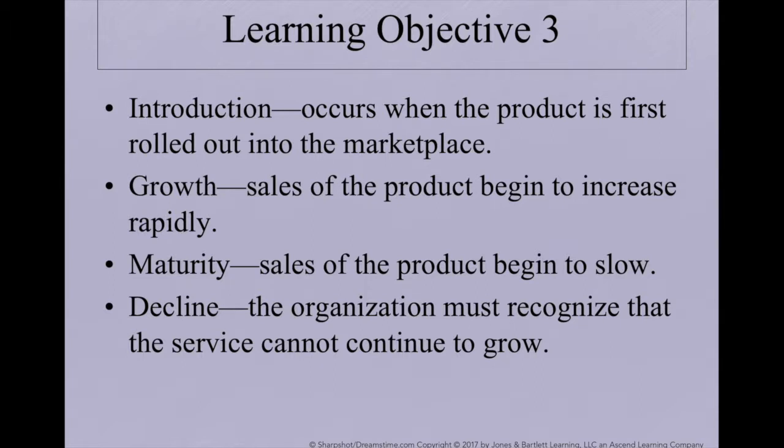Place, such as distribution, are somewhat limited. The other phases of the life cycle have their own concerns when investigating the 4 P's. Growth, sales of a product begin to increase rapidly. Maturity, sales of the product begin to slow. And decline, the organization must recognize that the service cannot continue.